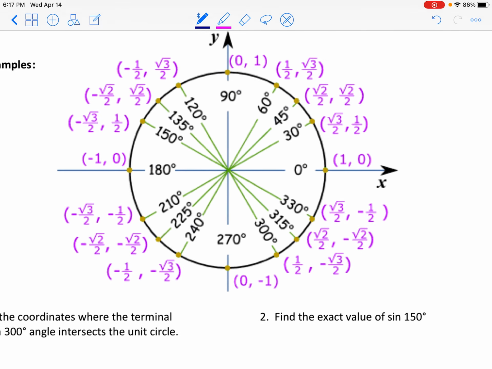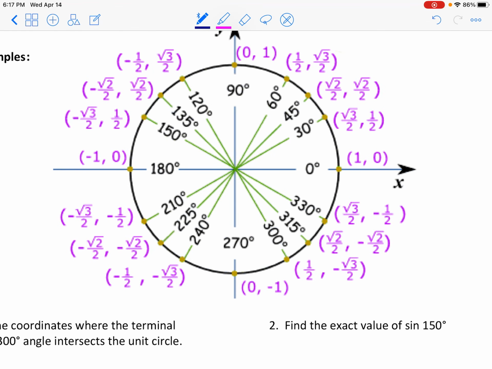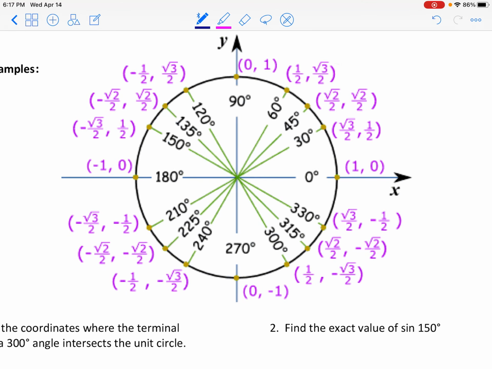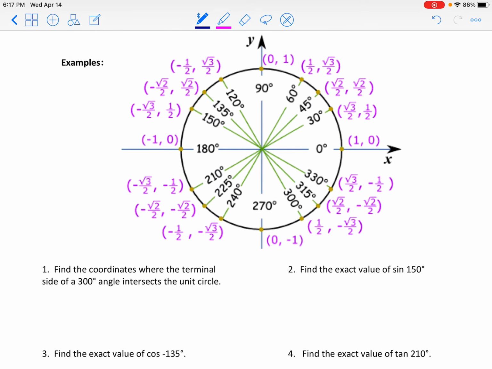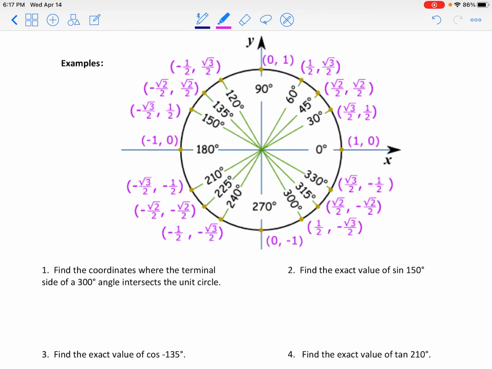So here's a unit circle already built for you. It's going to be really handy if you can keep one of those around when you're working on these particular problems. And let's do a couple of refreshers first, okay? So first, if I said find the coordinates of where the terminal side of a 300-degree angle intersects the unit circle. Here's your 300-degree angle. Those coordinates, the whole coordinates right there. So we're looking at 1/2 and negative radical 3 over 2. Okay, those are the coordinates.